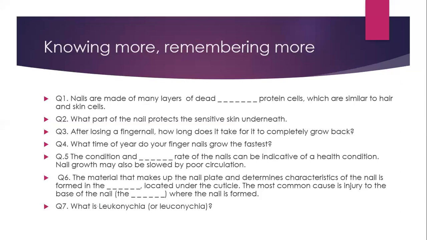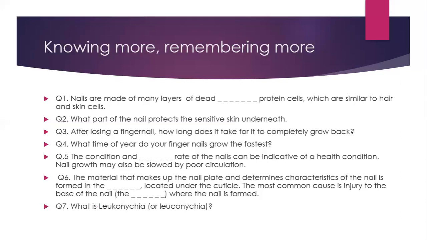Number 6, the material that makes up the nail plate and determines characteristics of the nail is formed in the what? Located underneath the cuticle. The most common cause is injury to the base of the nail. The what? Where the nail is formed. So these are the same word. We're talking about a part of the nail. Under the cuticle. So cuticle.